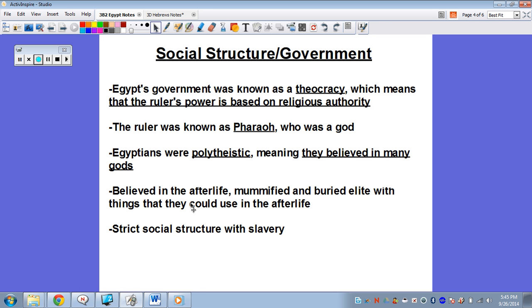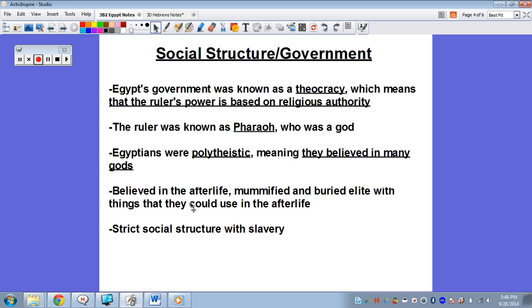In this case, the ruler was known as Pharaoh, and Pharaoh was believed to be a god on earth. And the Egyptians were polytheistic. Again, this means they had belief in many, many gods. They had a pantheon of gods, sun god, god of the underworld, very much like the Greeks.